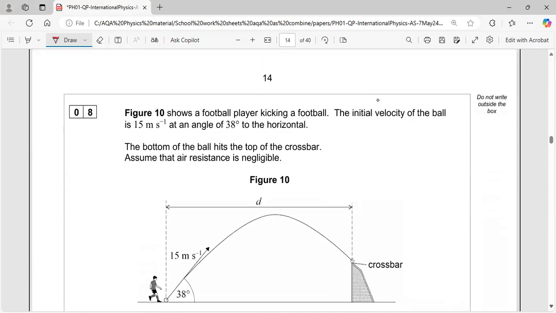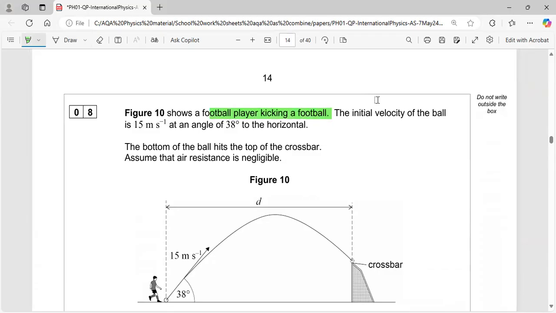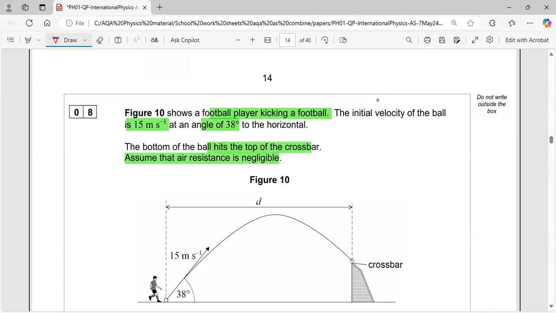Okay, let's move on to question number 8, which is the last question of section A. The figure shows a football player kicking a football. The initial velocity of the football is 15 meters per second at an angle of 38 degrees to the horizontal. The bottom of the ball hits the top of the crossbar. Assume air resistance is negligible. Air resistance negligible means that acceleration is 9.81 meters per second squared.